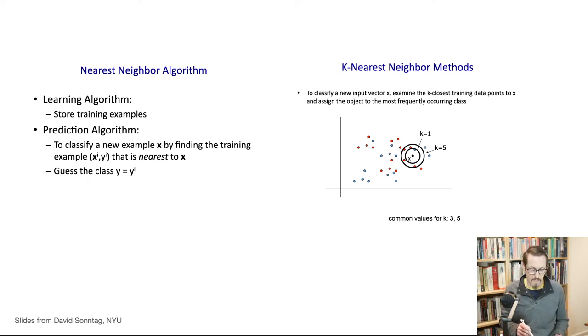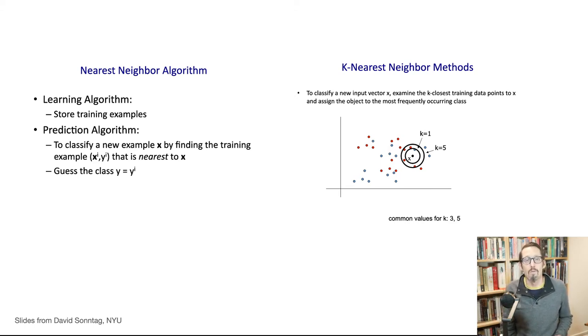All right, so the k nearest neighbors is a generalization of the nearest neighbor, right? We're going to find the k nearest neighbors. So if k is 1, it's just the nearest neighbor algorithm. If k is 3 or 5, then we find the 3 or 5 nearest neighbors and we take the majority vote across all of them.